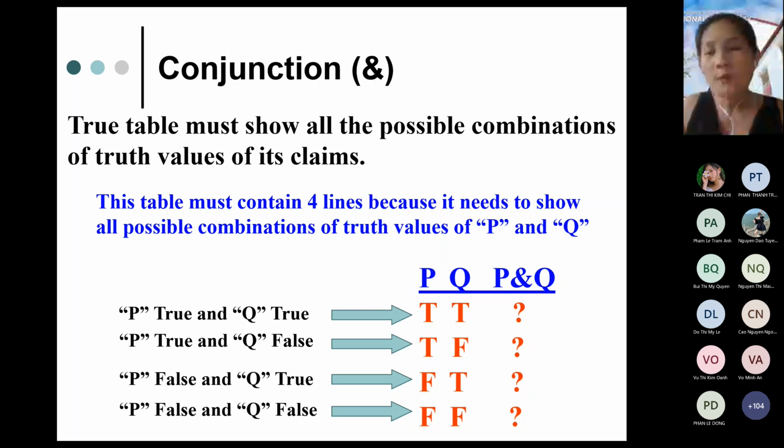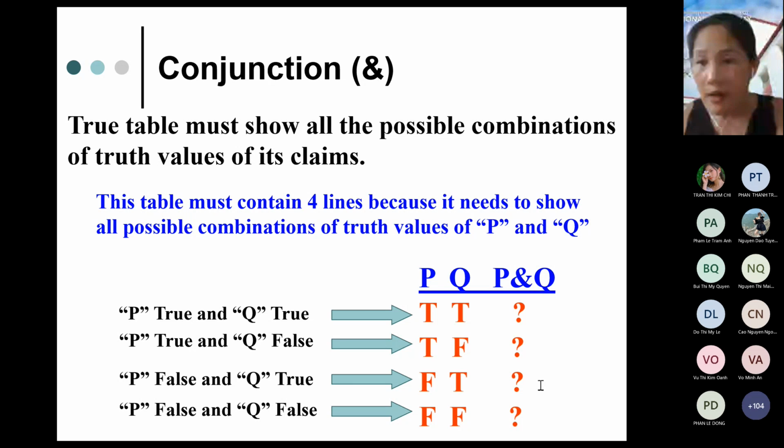Okay, right? So before we fill in the column of the conjunction, let me ask you, all right, if you have 3 variables, it means you have 8 possibilities, isn't it? How are you going to fill in the first column of the first variable? I hope you understand my question, right? Fill in the first column.